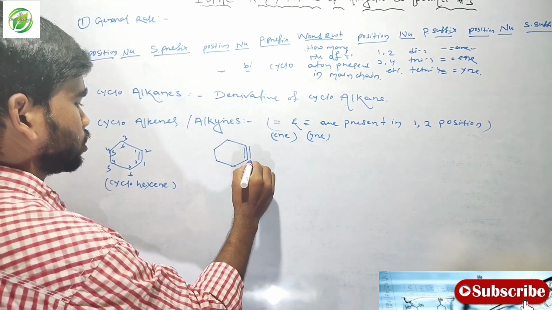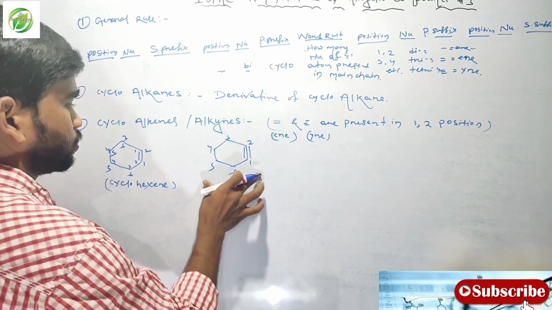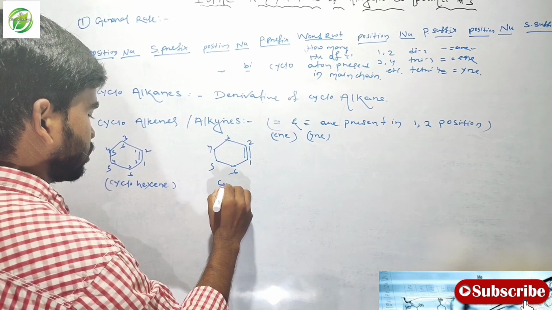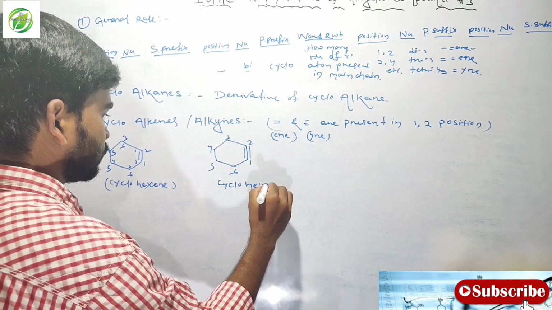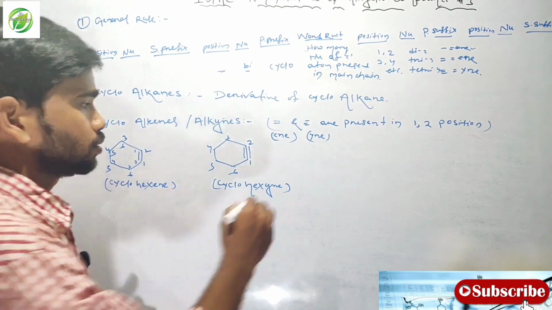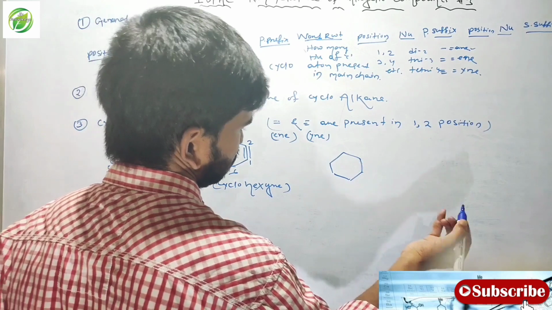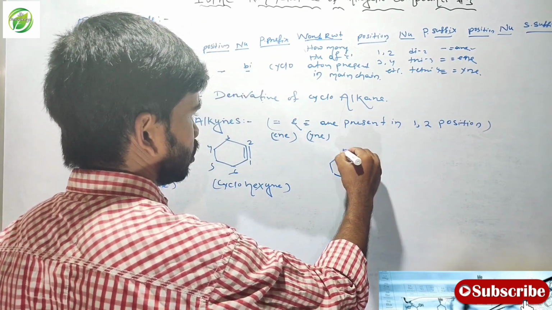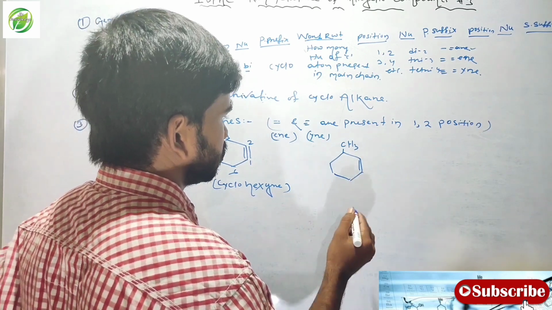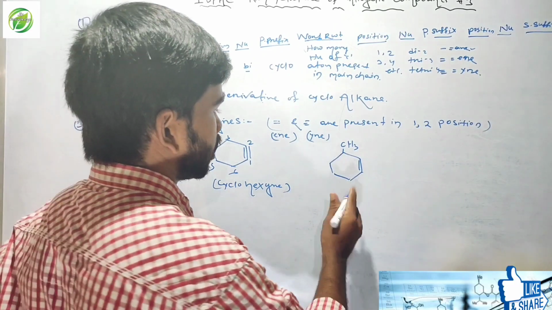For these compounds, this is first and second. The IUPAC naming of this compound is cyclohexyl cyclohexane. But when one substituent is present, how do we start numbering? That is CH3, and this double bond is present in this position. So what is the name of this compound? How do we first write it?